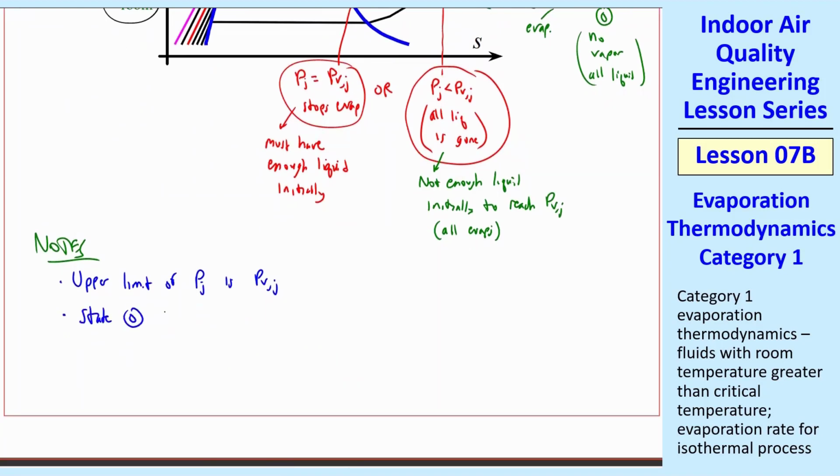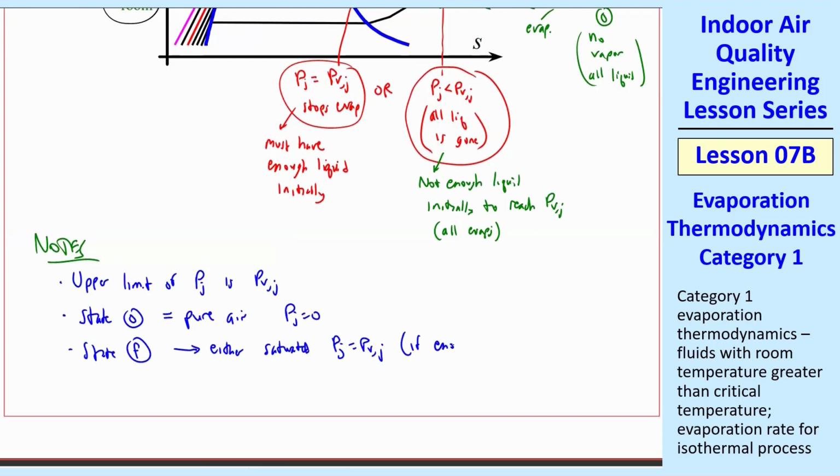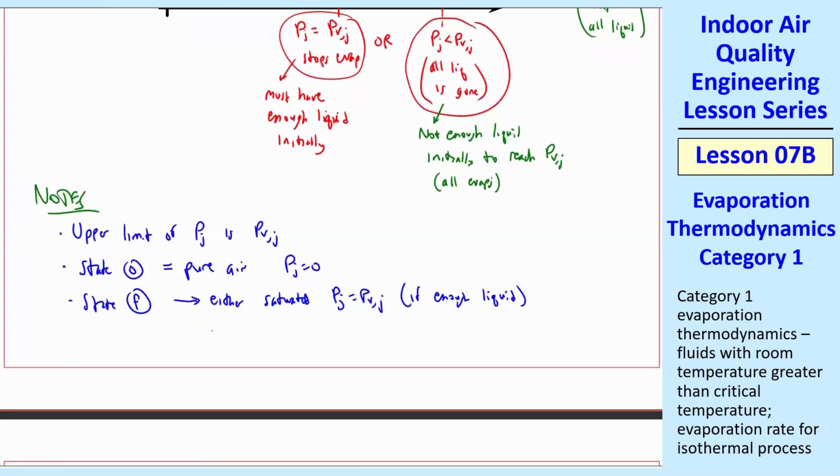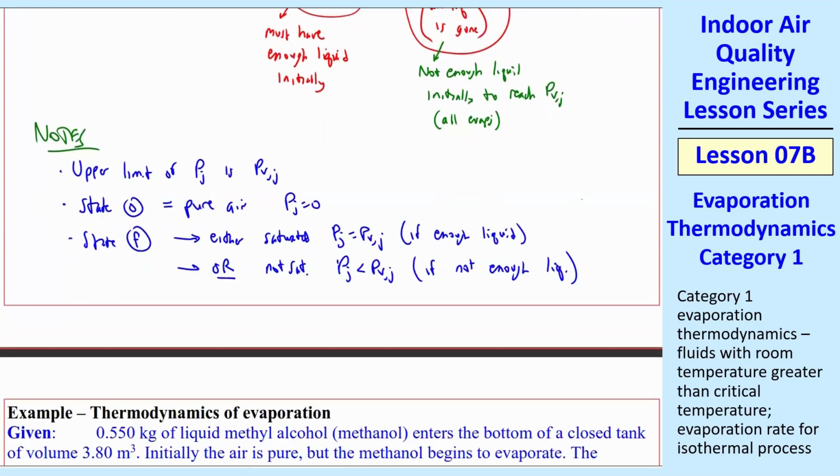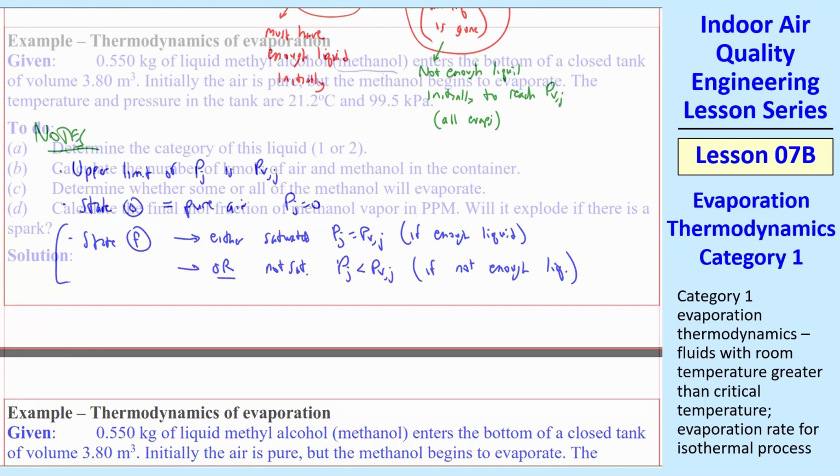State 0 is pure air, so PJ equals 0. State F is one of two choices. Either it's saturated, PJ equals PVJ, and that's if enough liquid is there initially, or it's not saturated, so PJ is less than PVJ if not enough liquid. You have to know which one this is. You have to look at how much liquid is in there in the beginning. This will be clear with an example.